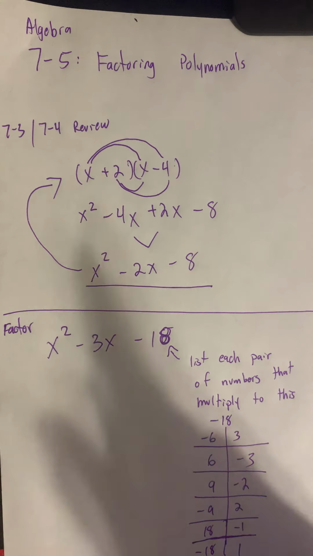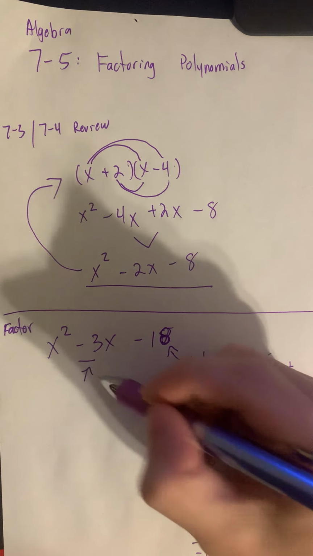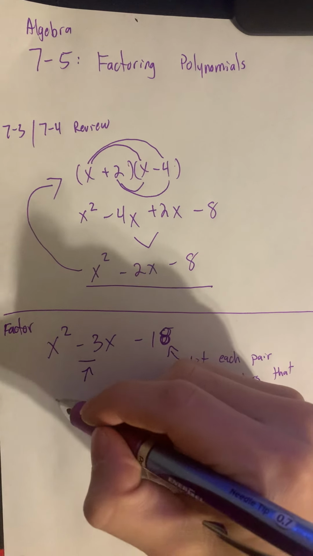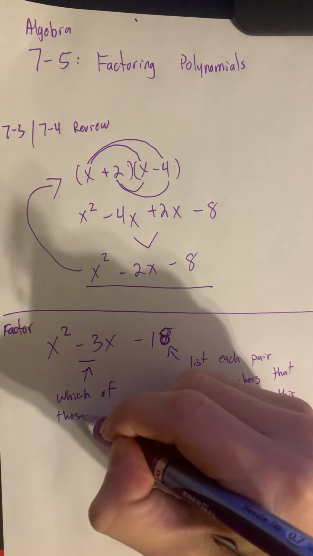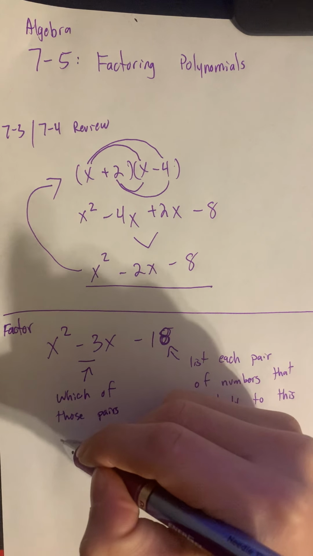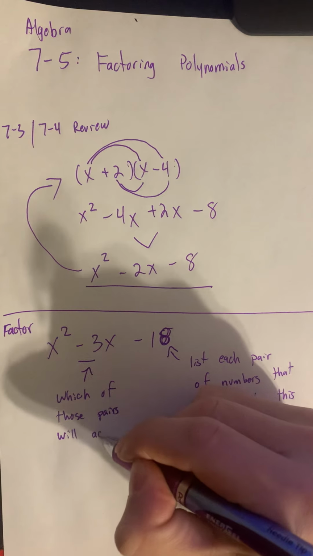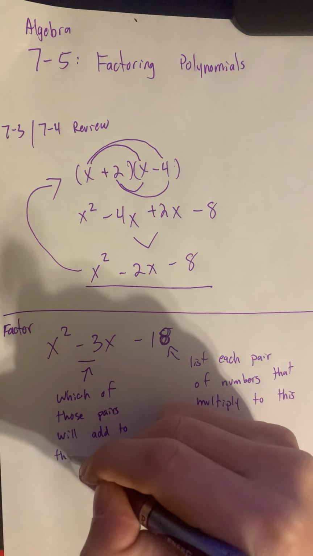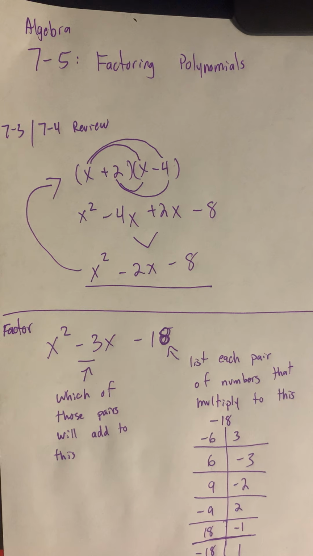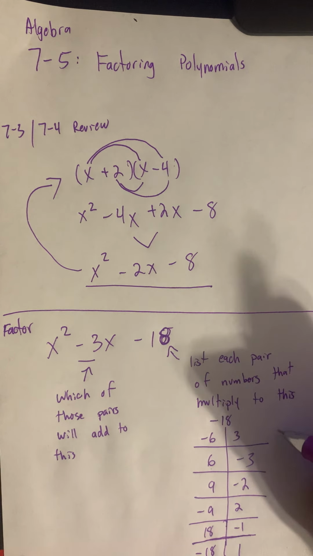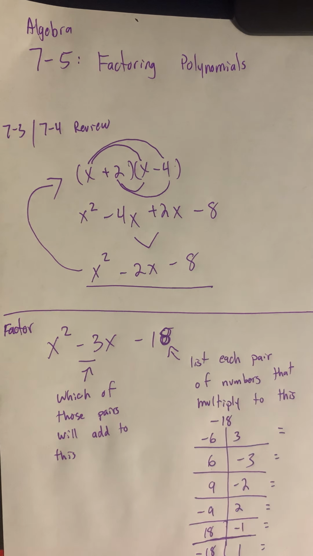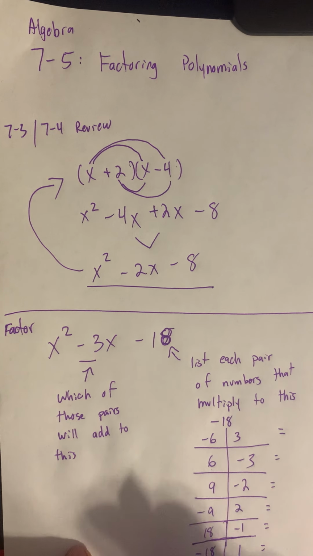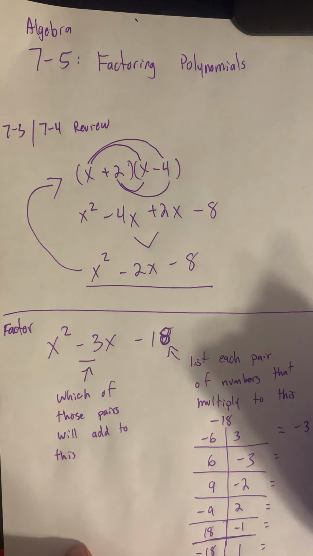So next, we want to look at this number here and see which of those pairs will add to this. Which of these pairs that we listed will add up to this number right here, negative 3? So let's add each one over here and see which one will add up to negative 3. So negative 6 plus 3, that's negative 3.